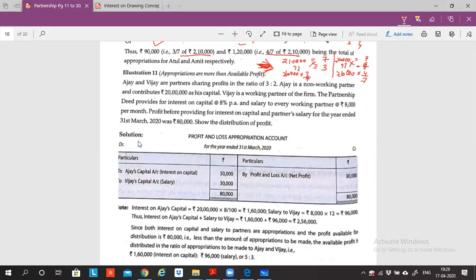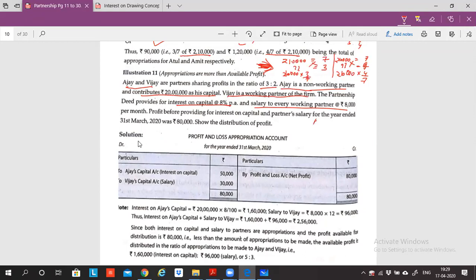Ajay and Vijay are partners sharing profits in the ratio of 3:2. Ajay is a non-working partner and contributes 20 lakhs as his capital. Vijay is a working partner of the firm. The partnership deed provides for interest on capital at 8% per annum and salary to every working partner at 8,000 per month. Profit before providing for interest on capital and partner salary for the year ended 31st March 2020 was rupees 80,000. Show the distribution of profit.